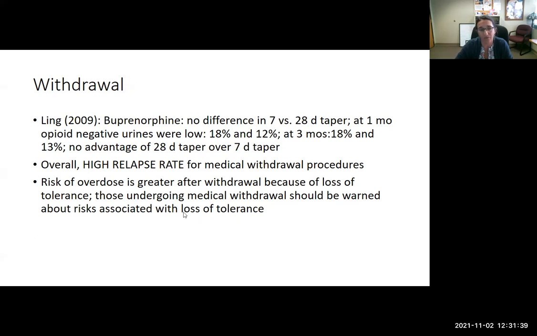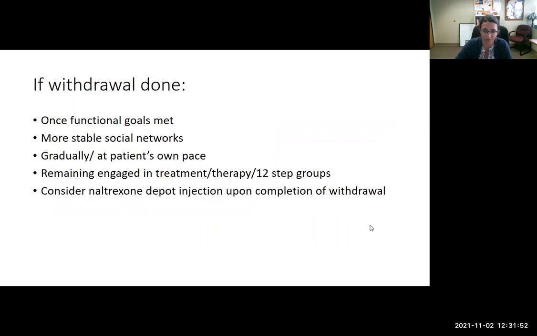And those who are undergoing medical withdrawal really all should be warned so that they have an informed idea going forward about the risks associated. And if, again, they want to go forward with this, we want to make sure that we discuss that their goals have been met, and they have more stable social networks in place.